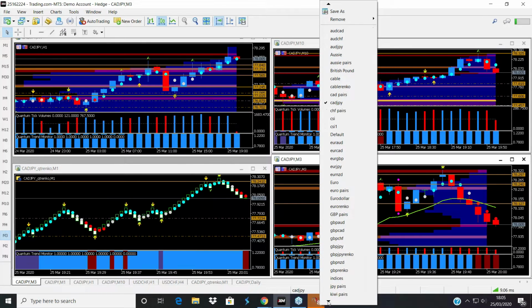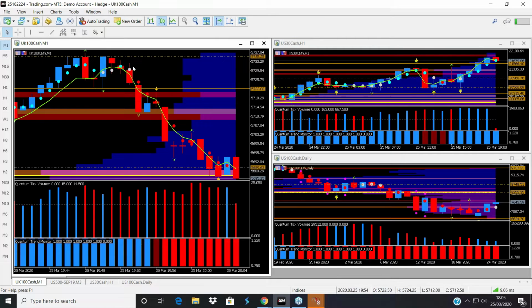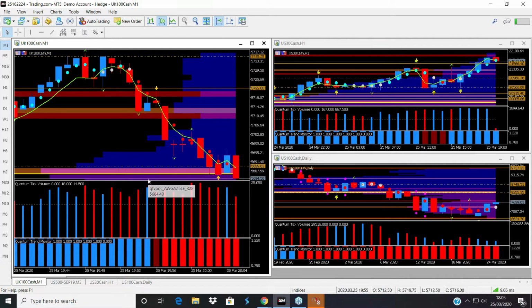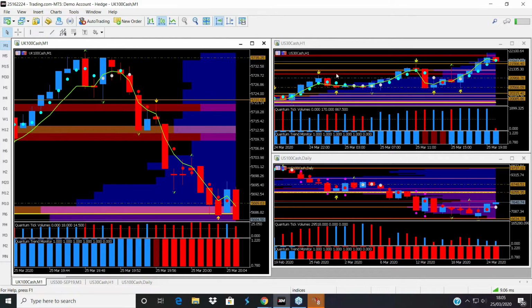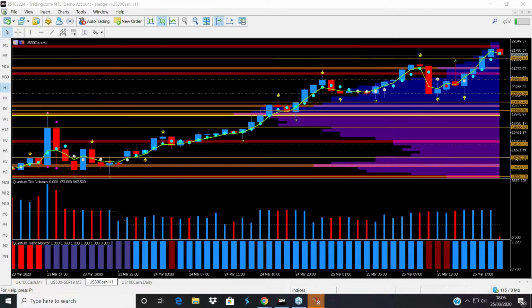So if I bring it up here, I've got this workspace called indices. In fact, this is the FTSE 100. It's called the UK 100 cash, because brokers know that traders like to have access to all sorts of markets these days, even forex traders. So that's the US 30 cash here, which is the equivalent of the Dow Jones. The values are pretty much the same. They will track the cash and the futures market.